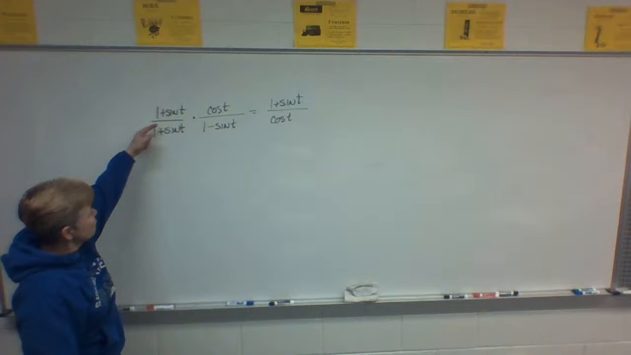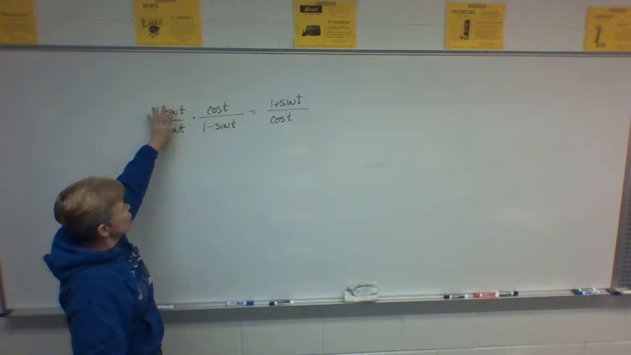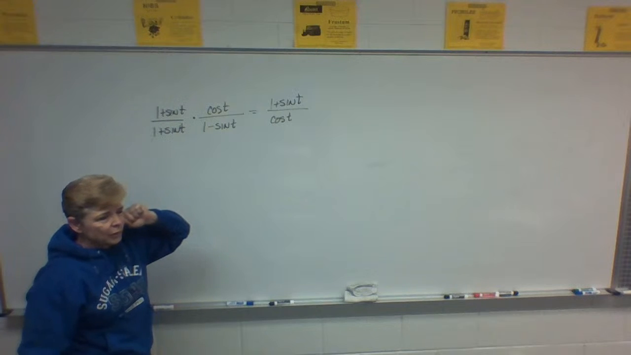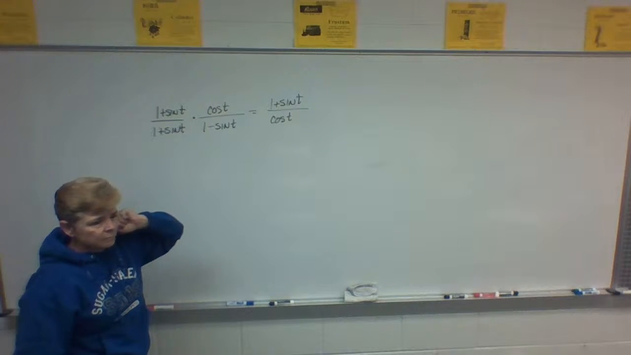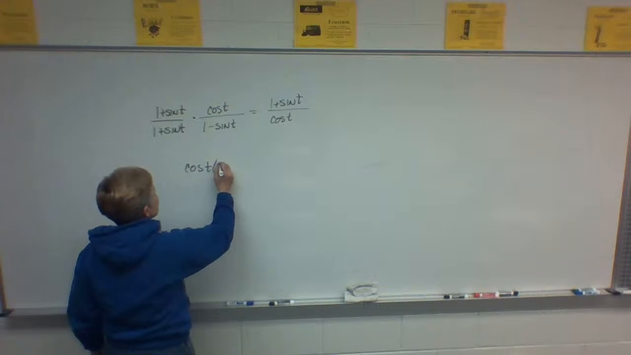Multiply this by 1. A 1 that's named 1 plus sine over 1 plus sine. That is 1. And I'm multiplying this fraction by 1, which means I'm not changing its value, but it will change what it looks like by doing that. You following? Okay, so what I have is cosine t times 1 plus sine t.